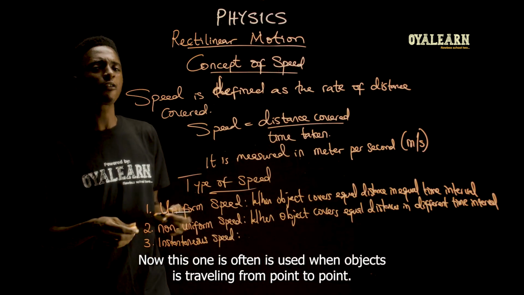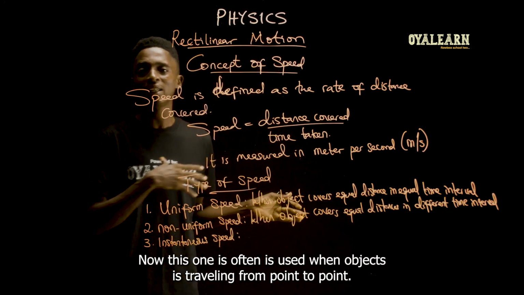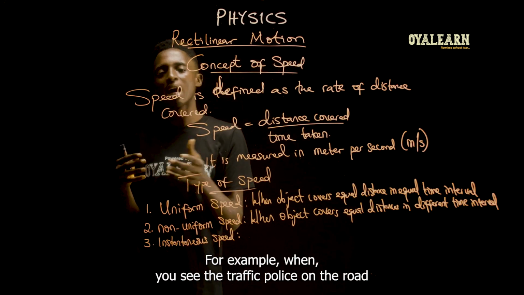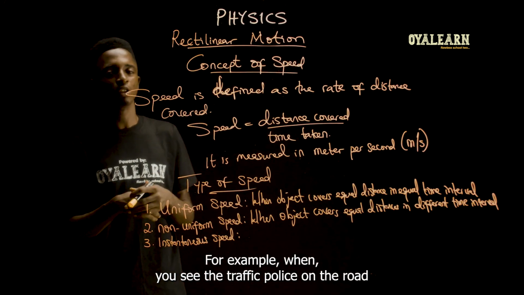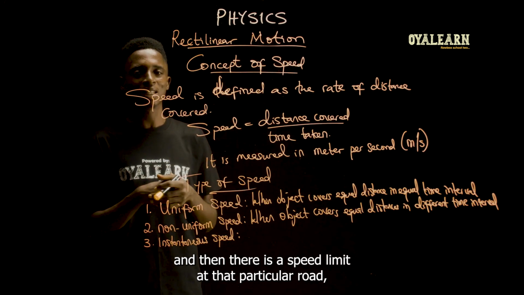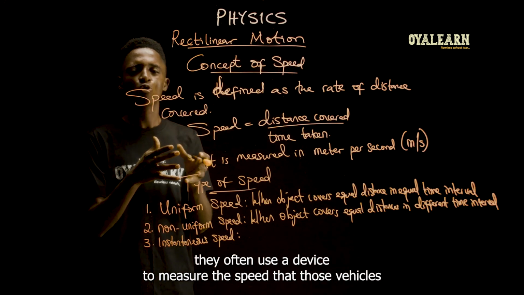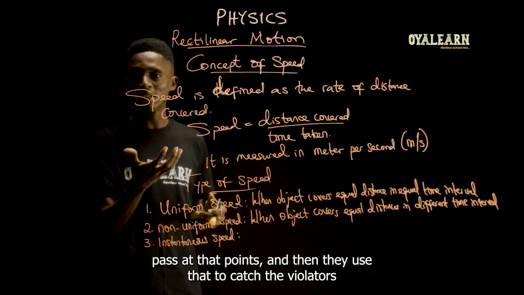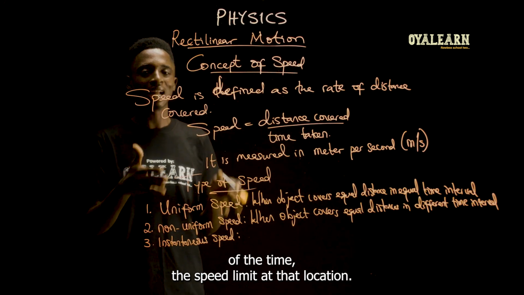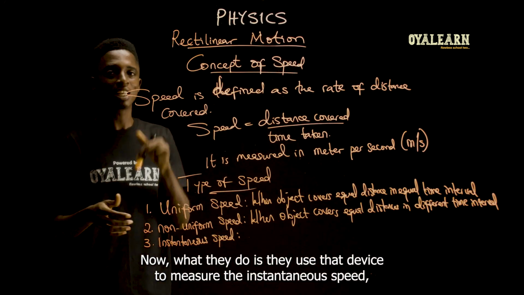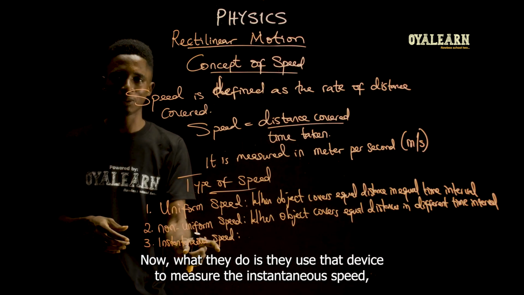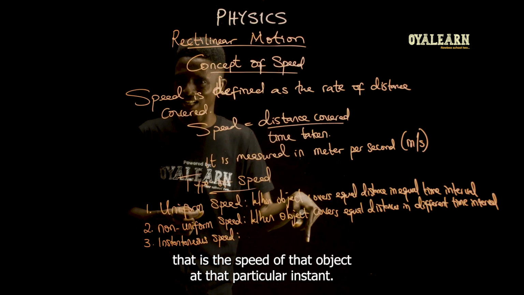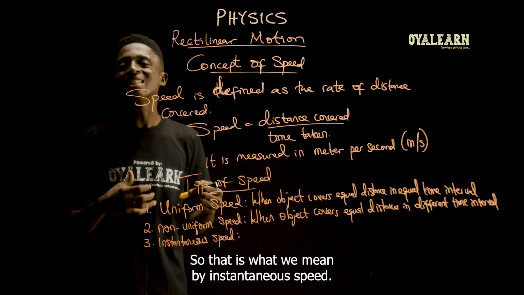Now this one is often used when an object is traveling from point to point and we want to see the speed at a particular instant. Take for example when you see the traffic police on the road and there is a speed limit on that particular road. They often use a device to measure the speed at which vehicles pass at that point, and then they use that to catch the violators of the speed limit at that location. Now, what they do is use that device to measure the instantaneous speed. That is the speed of that object at that particular instant. Okay, so that is what we mean by instantaneous speed.